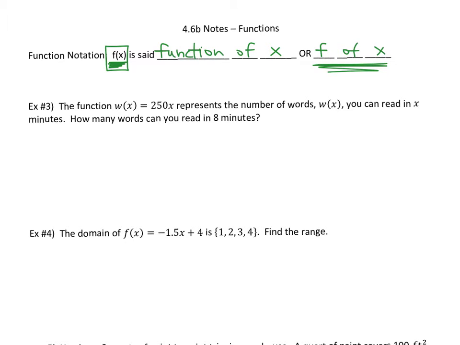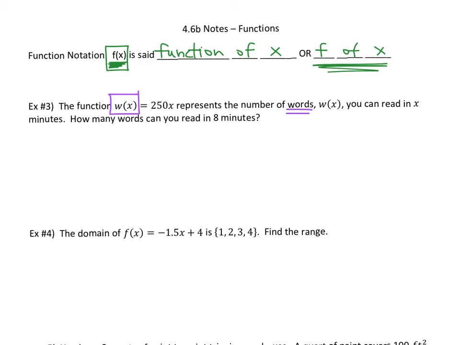So if we look at this, okay, w of x, right? That's like f of x, the function of x. We're doing it with a w. That doesn't change anything. The w just stands for something typically. So w in this case is the number of words, right? So our letters match up with what it is we're talking about.